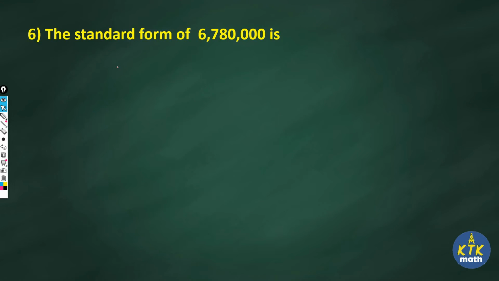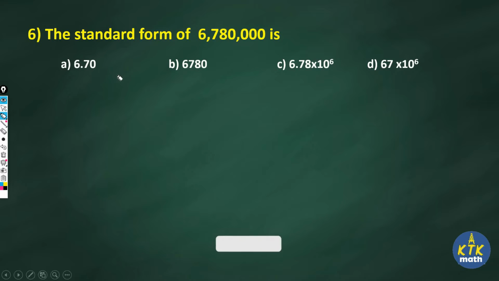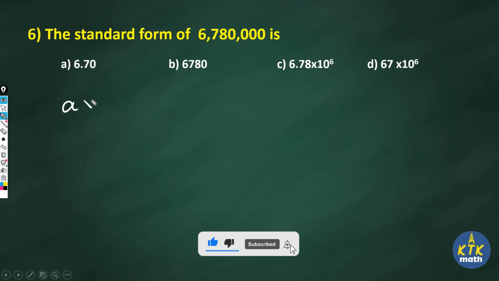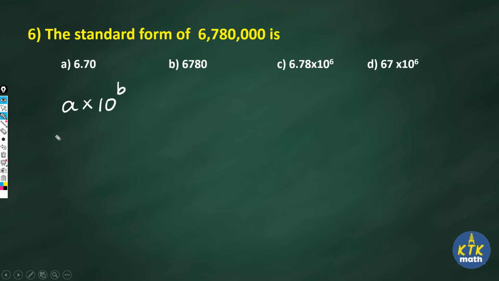Question number 6. Wow, this is in the form of standard form. We need to write this in terms of 10 to the power. I hope you have some little knowledge about standard form. Even if you don't, no problem, I will explain. Standard form is nothing but expressing the number in terms of a into 10 to the power b, where a must be from 1 to 9. So 1 to 9 means you must have a single digit number other than 0. In order to do this, we need to move our decimal point position.